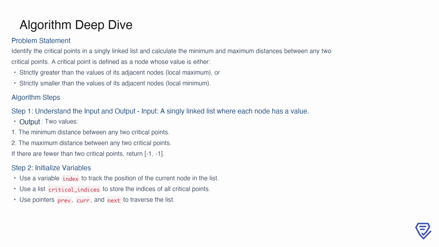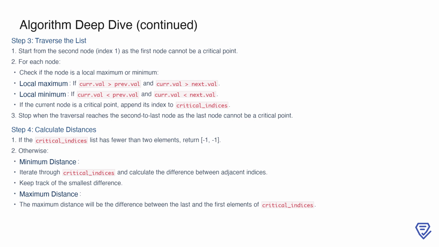To traverse the linked list, we'll use 3 pointers: previous, cur, and next, which represent the previous, current, and next nodes respectively. This setup allows us to efficiently determine whether each node is a critical point as we proceed through the list. Now we begin traversing the list.